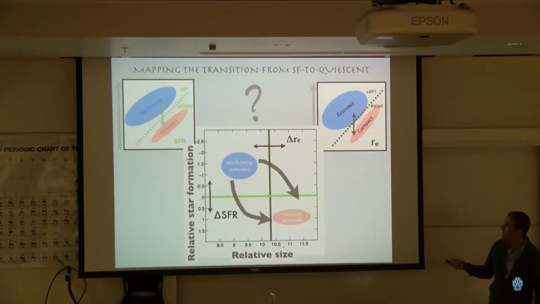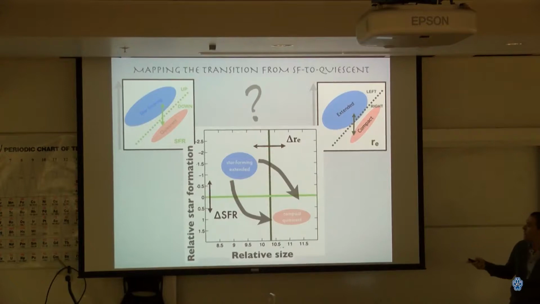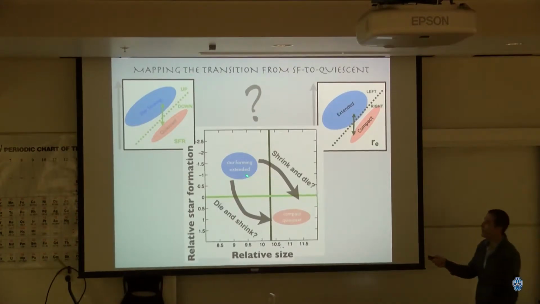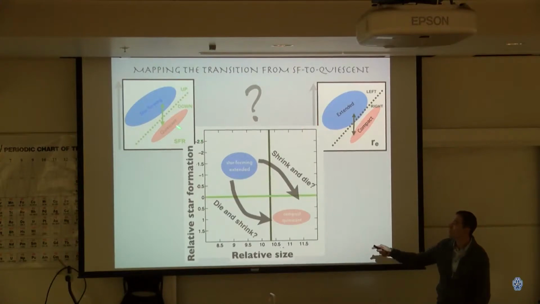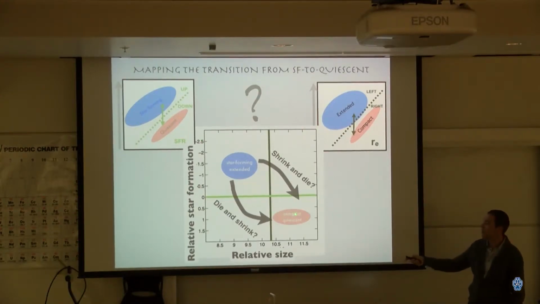So I can combine the information on how active you are and how big or small you are. And now the question is, if you are star-forming, you are big. You are on this side in both diagrams. If you are quiescent, if you are dead, you are small. So how do you get there? Do you shrink in size and then you die? Or do you die and then you shrink?